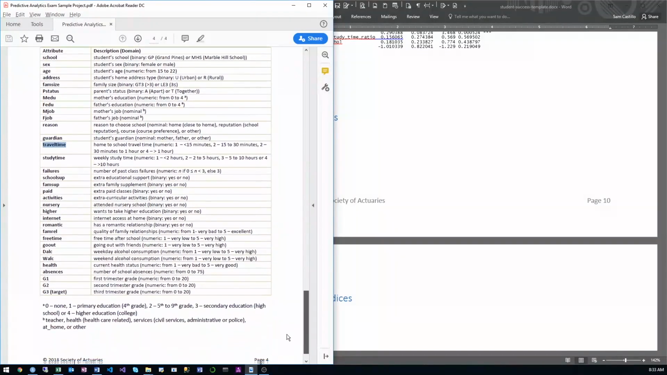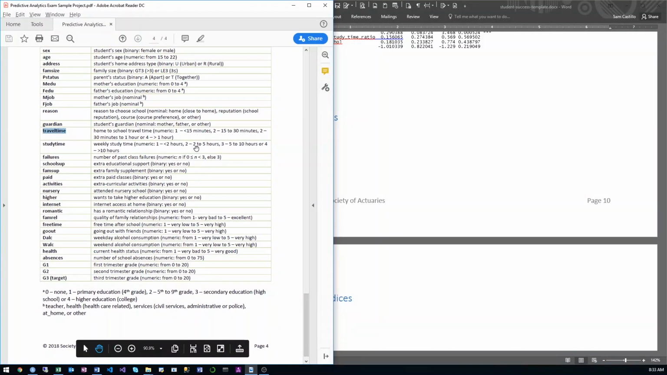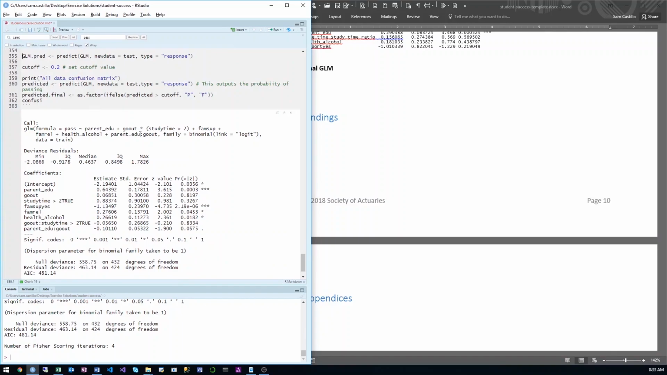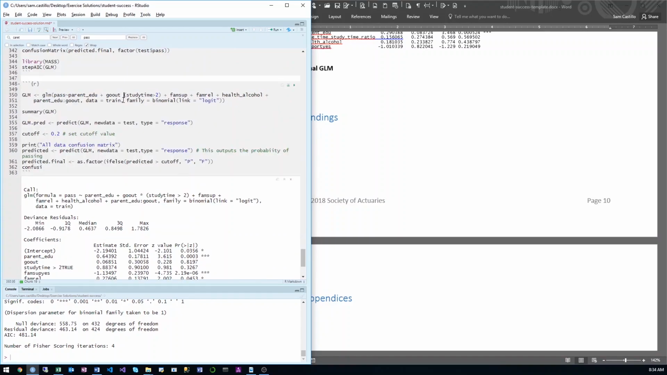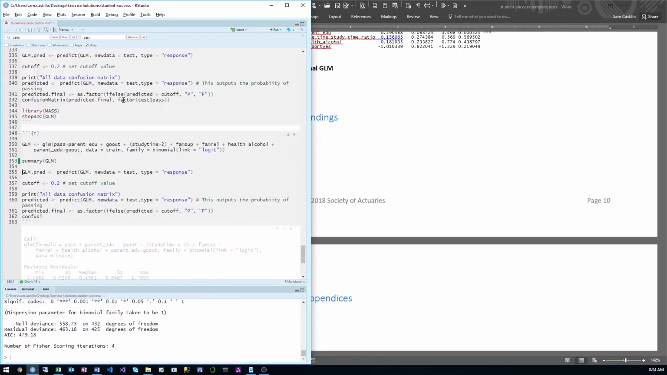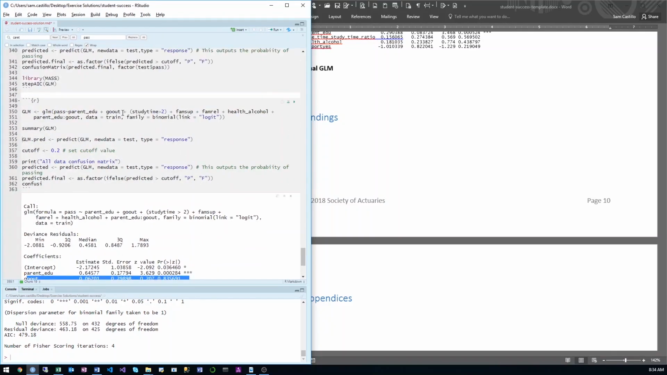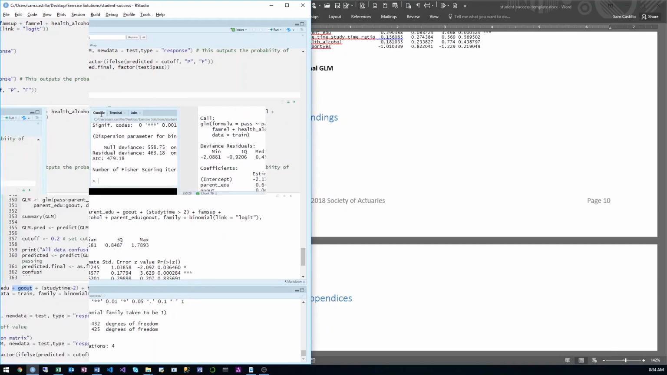Study time. Let's just say study time is greater than 2. Study time greater than 2. No, this still isn't working. If I don't add it as an interaction, what if I just add it by itself? Okay, so this indicates that I should get rid of go out.